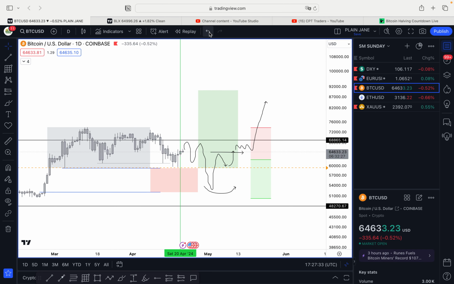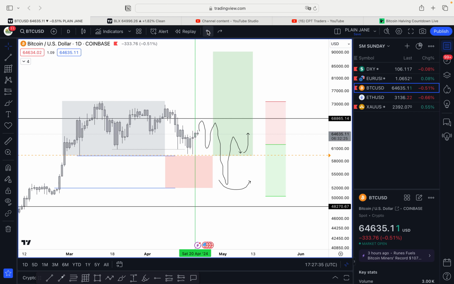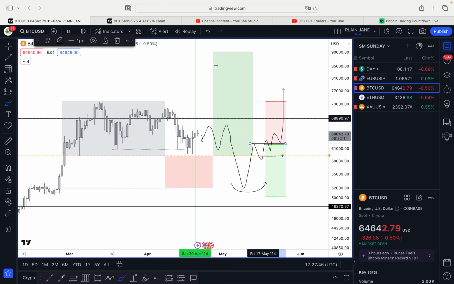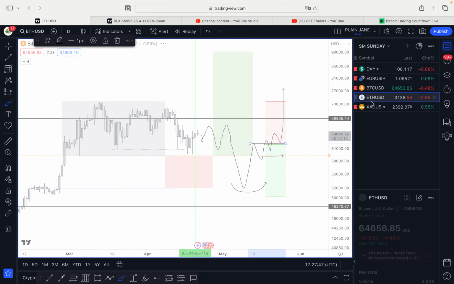Okay, so very, very simple. Not much has changed. Even after halving, just expect more slow, range-bound price action until we see a cascade occur and the reclaim to start looking for longs, right? Very, very simple. Now let's go into Ethereum.